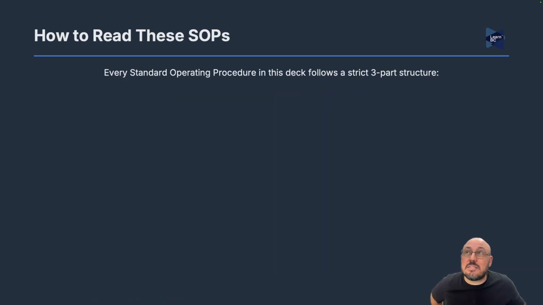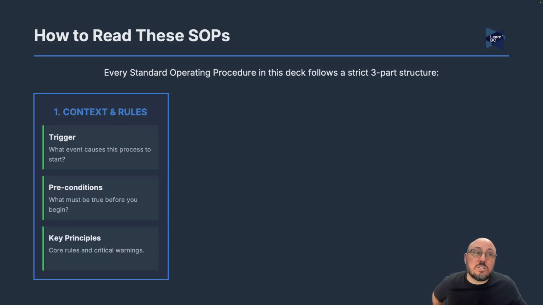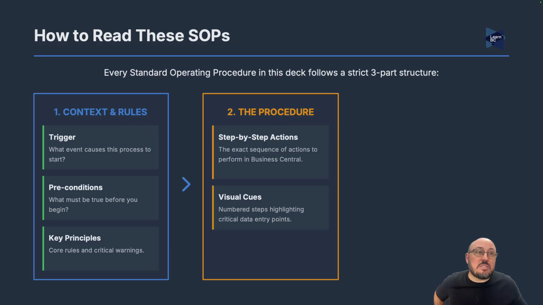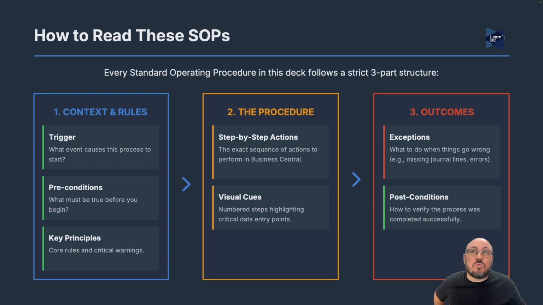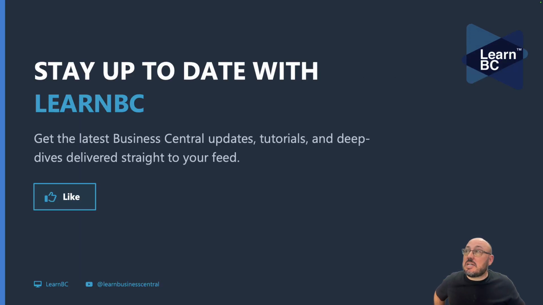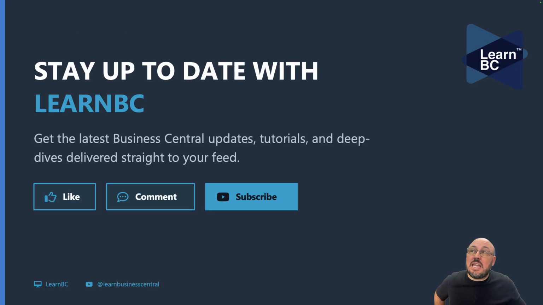Before we get into this, there's a three-part structure to every SOP. Number one is the context and rules: the trigger, the preconditions, and the principles. And we step through the procedure. If there's 5, 10, 20 steps in it, we will walk you through it. Then we talk through the outcomes, e.g. what if it goes wrong, an exception, and how you deal with it, and then what it looks like if it's right.